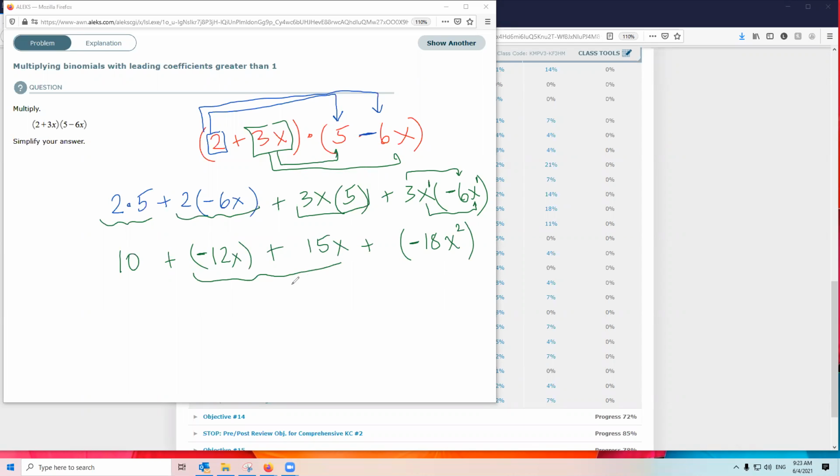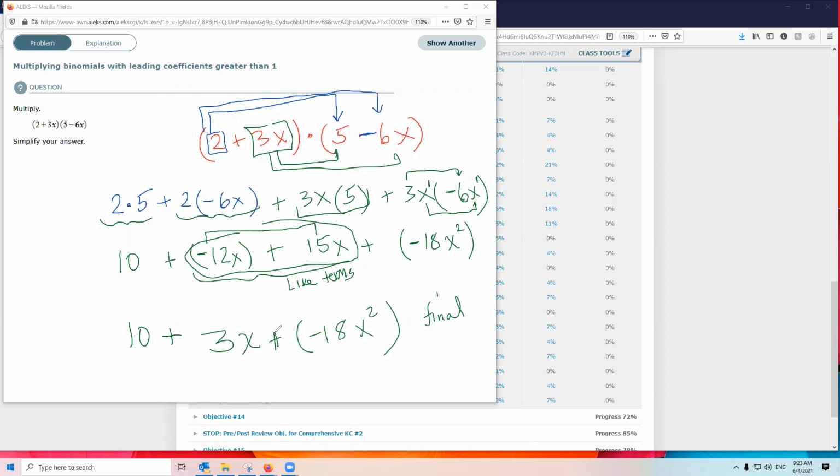Last step, I'm noticing there's like terms here in the middle, so I can add those together. So negative 12x and 15x, keep the x, add the numbers in front together. Negative 12 plus 15 is a positive 3. So here is the final answer.